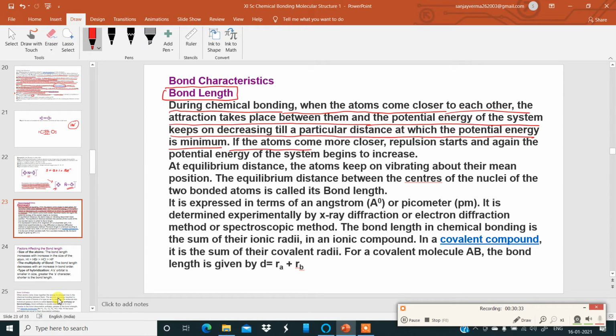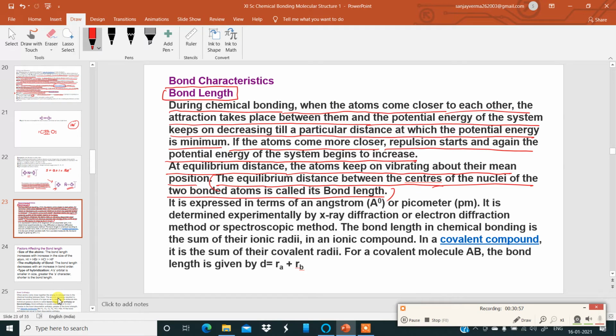If the atoms come closer, repulsion starts and again the potential energy of the system begins to increase. At equilibrium distance, the atoms keep on vibrating about their mean position. The equilibrium distance between the centers of the nuclei of the two bonded atoms is called its bond length. So that is the definition here.